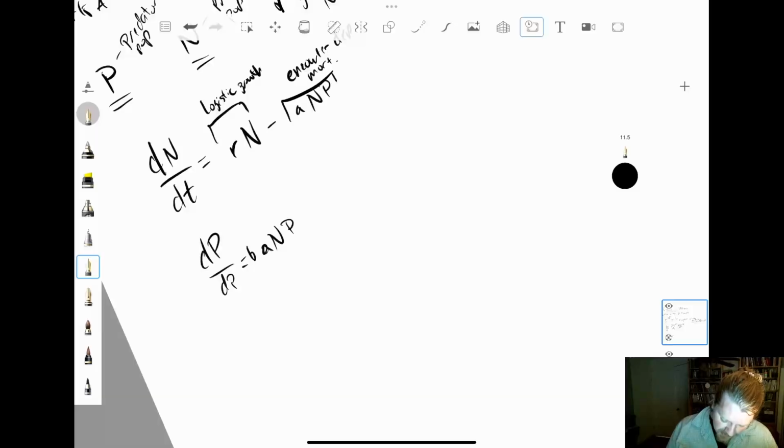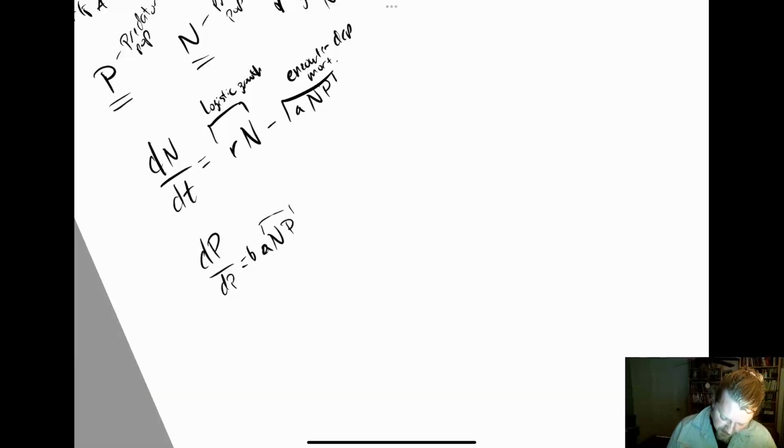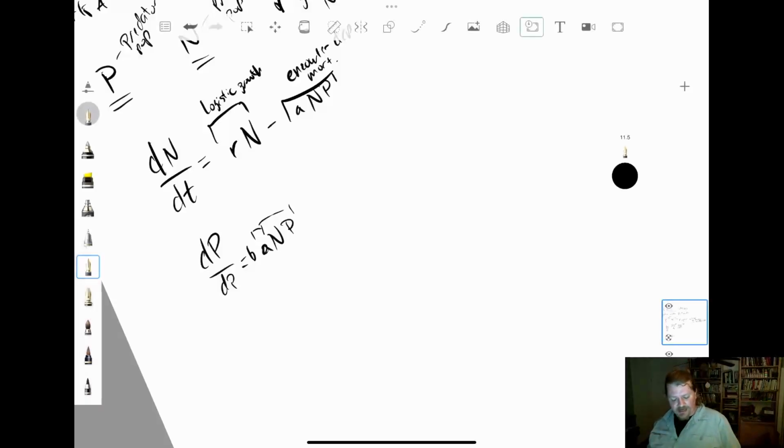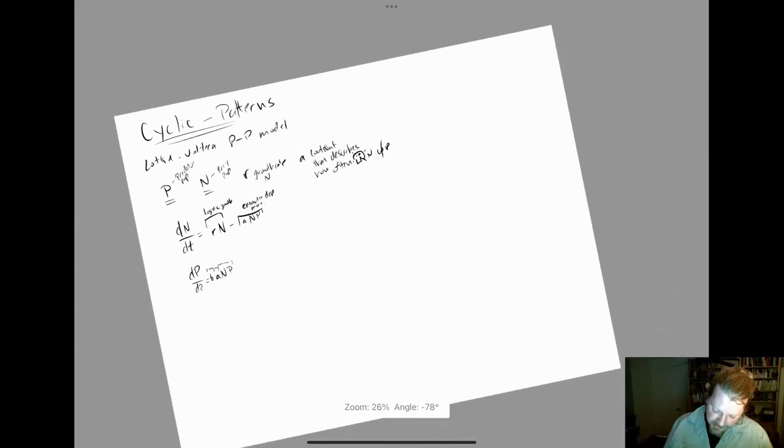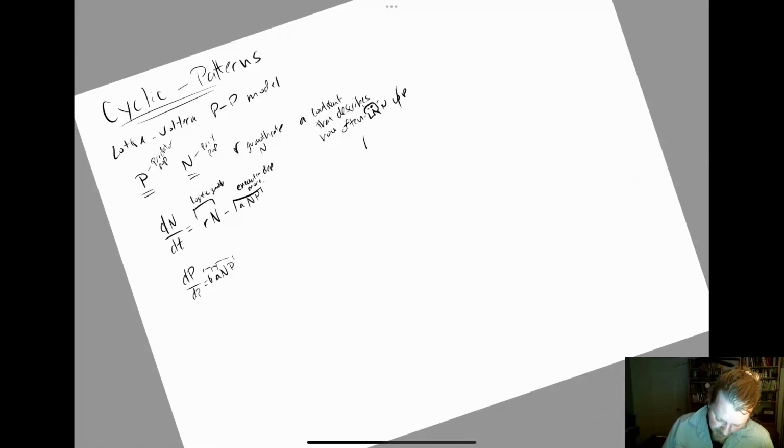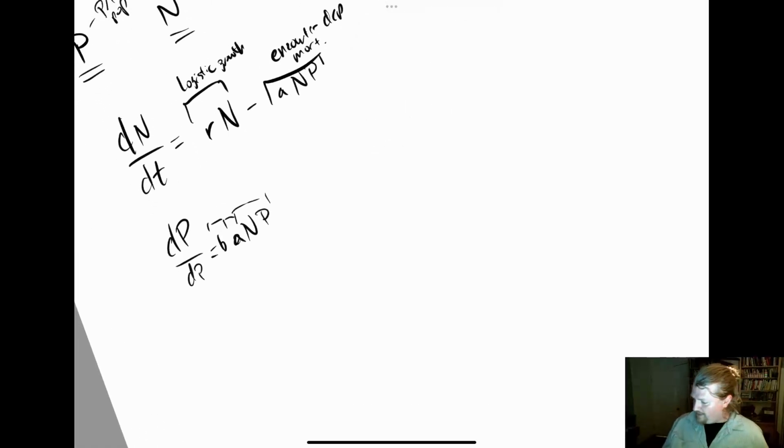So again, we have N times P. This is that encounter term from up here. We have A, which is the constant that tells us how likely that encounter is to result in a predation event. And then we have B, which is a constant that tells us how many prey are needed to make 1 predator. Prey to predator constant. Okay, so that's the birth rate. That's the growth rate here.